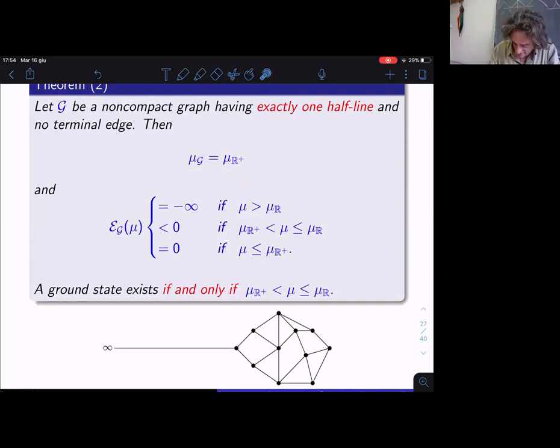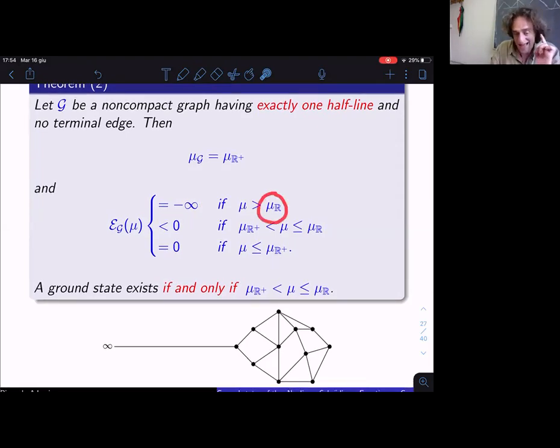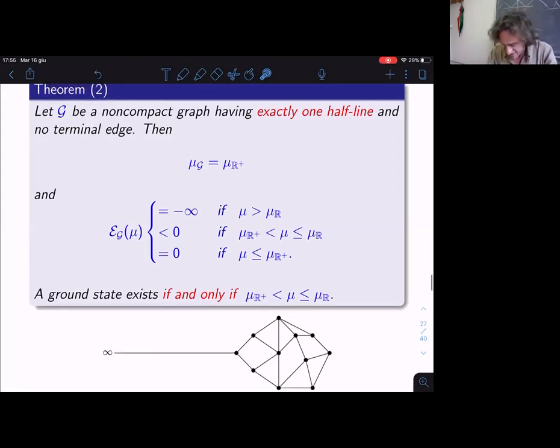Again, we have that the energy is not lower bounded if we exceed the critical mass of the line, not of the half line. We have zero if we are below the critical mass of the half line, and in between, the negative energy is attained as a minimum, and we have ground states. And this was very surprising. This has no corresponding case in the line and so on.